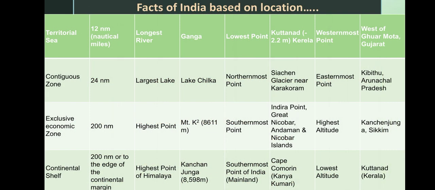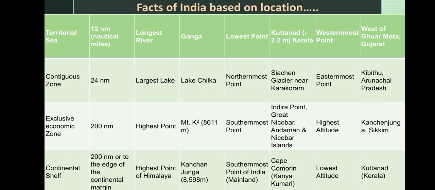Here we will see some facts of India based on location. Territorial sea is 12 nautical miles. Contiguous zone 24 nautical miles. Exclusive economic zone 200 nautical miles. The continental shelf zone is up to 200 nautical miles or to the edge of the continental margin.